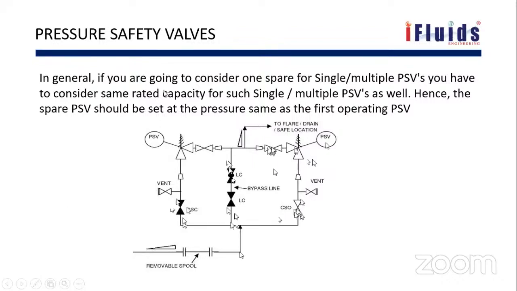So the main thing is that it should be in line. You should not close the upstream and downstream valves. That is to be always kept open, and adequate slope is to be given for both inlet and outlet. If there is no slope, there will be liquid pockets or gas pockets accumulating in the discharge line that will prevent the PSV from relieving the required capacity. That's why.